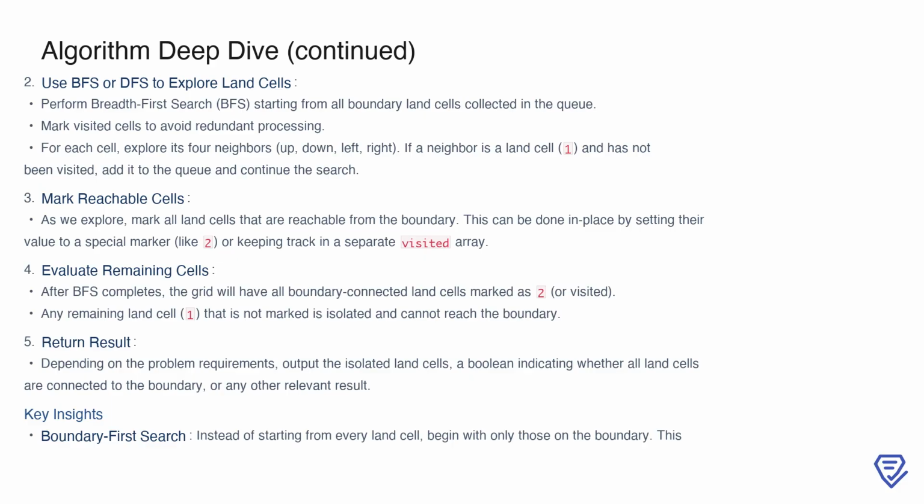Once the BFS completes, we can evaluate the remaining cells. Any land cell that hasn't been marked is isolated and cannot reach the boundary. Finally, we return the result based on the problem's requirements. This could be the count of isolated land cells, a Boolean indicating connectivity, or some other relevant output.